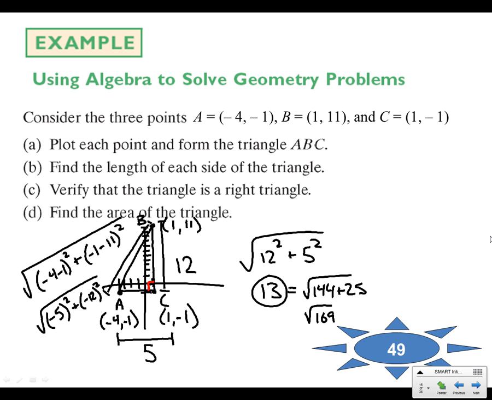And so that is indeed 13. It's the same thing, -5 squared and -12 squared.